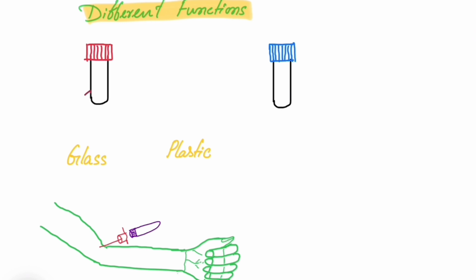Vacutainer tubes are made of glass or plastic. Inside the vacutainer there is a partial vacuum sealed by a rubber stopper. The air pressure within the vacutainer is negative compared to the environment outside.